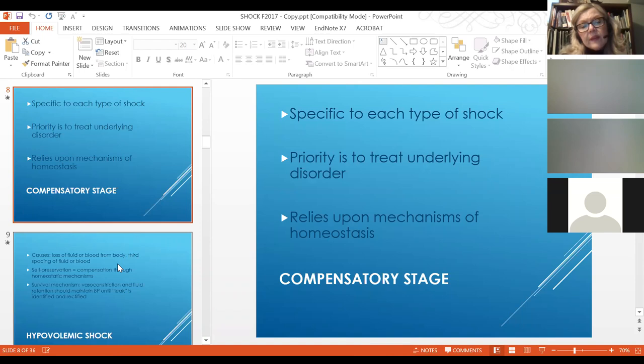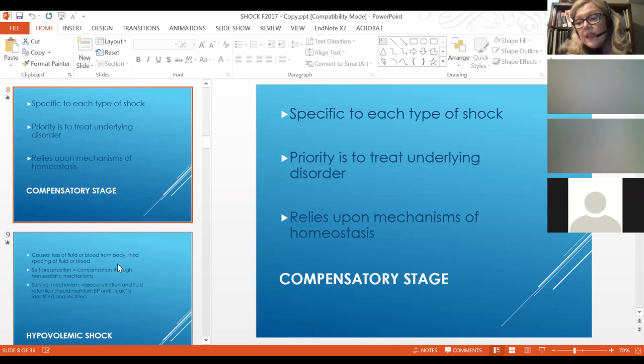So if it is a myocardial infarction, we need to open up those vessels quickly so that we can perfuse the heart. If it is anaphylaxis, we need to neutralize that antibody response. If it's hypovolemic shock, we need to give massive infusions, whether it be blood or other fluids. But for all types, you must treat the underlying disorder to prevent irreversible damage to cells. And this relies upon the mechanisms of homeostasis. So that's what we just mentioned.